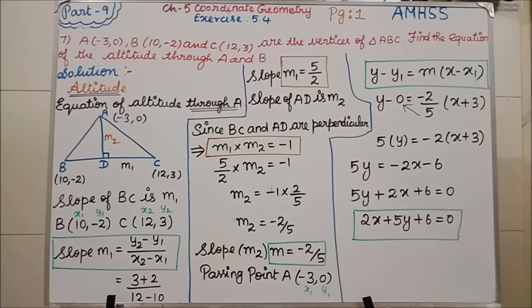Clear, students? 5y. In the next step we take this minus 2 to the inside: minus 2 into x, minus 2 into 3. So minus 2 into x is minus 2x, minus into plus is minus, 2 3s are 6. Clear, students? Now I am taking both the terms to the left hand side. If minus 2x comes to this side it will become plus 2x. Similarly minus 6 if it comes to the LHS will become plus 6. Clear? Equal to 0.